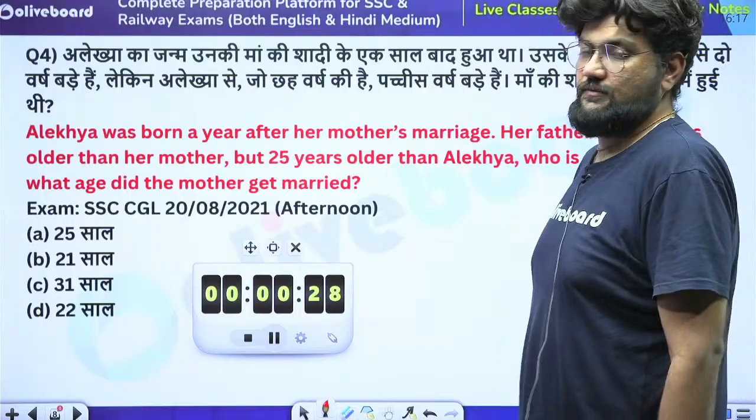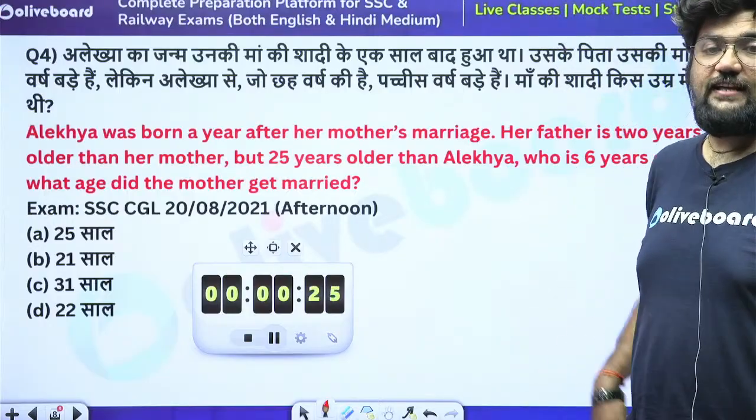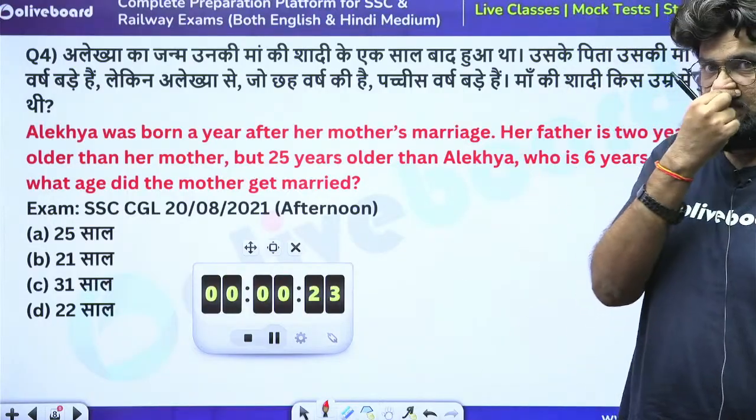This is an interesting one actually. This is actually a 10th standard question. 10th standard linear equations question.